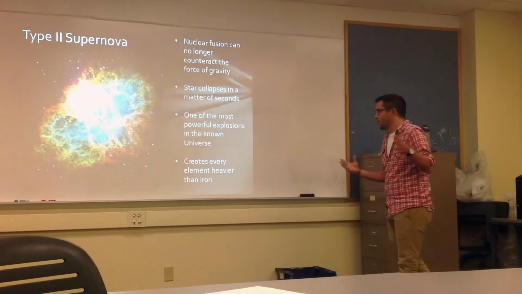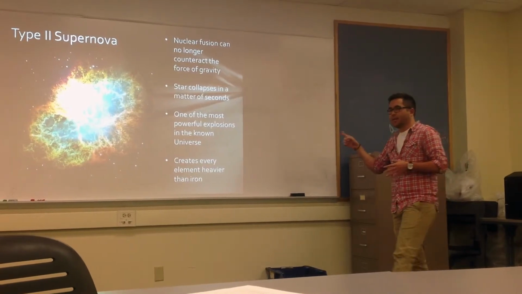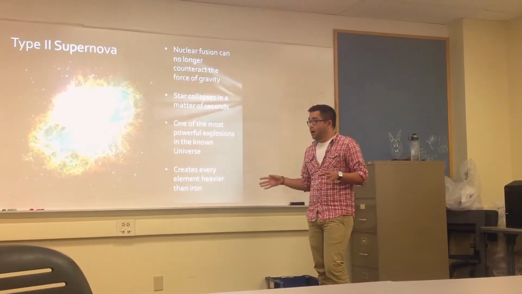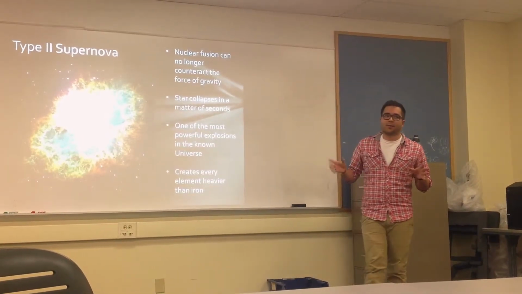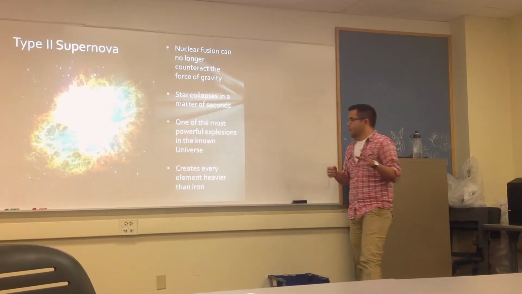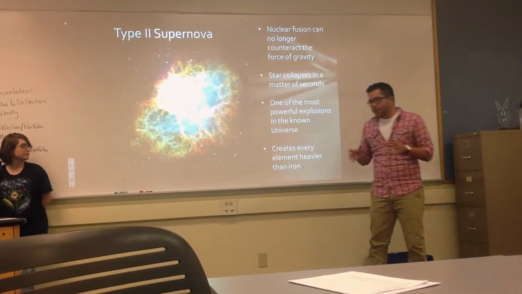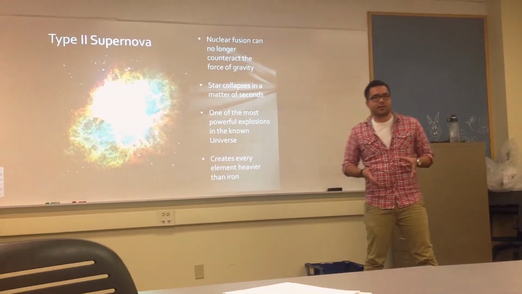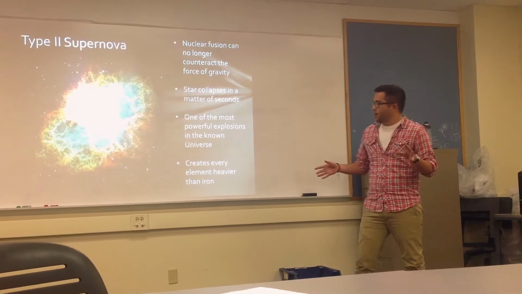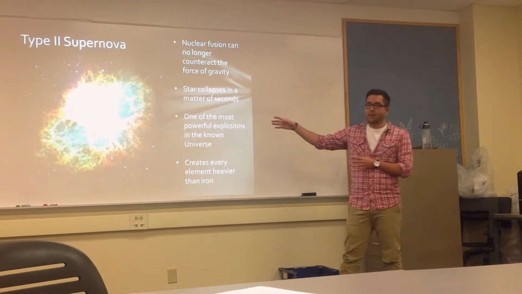It's one of the most powerful explosions in the known universe. We can see these in other galaxies, and sometimes they can outshine those galaxies in the night sky. If one were to happen in our neighborhood, it would outshine the full moon, and it would look like day during night. But what's really important about these explosions is that they create every element in the universe heavier than iron. So everything around you was created in the death of a star. Any uranium, anything, had to be created in this explosion. It couldn't have happened any other way.